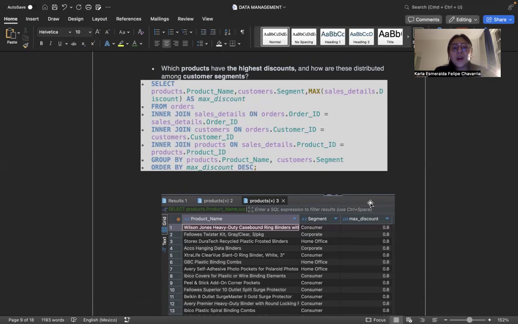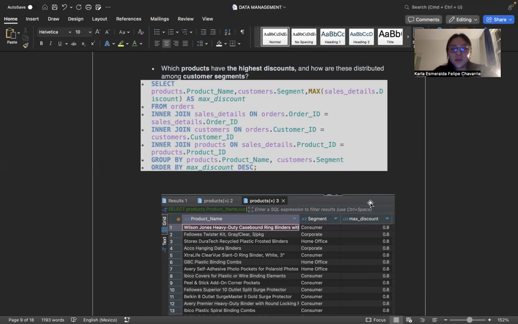So products, here we are being asked about how many products had the highest discounts among these segments. So different tables, different columns. And here we are not using count or sum or any other mathematical operation, but we are only using the maximum of the discount that was applied to a product.